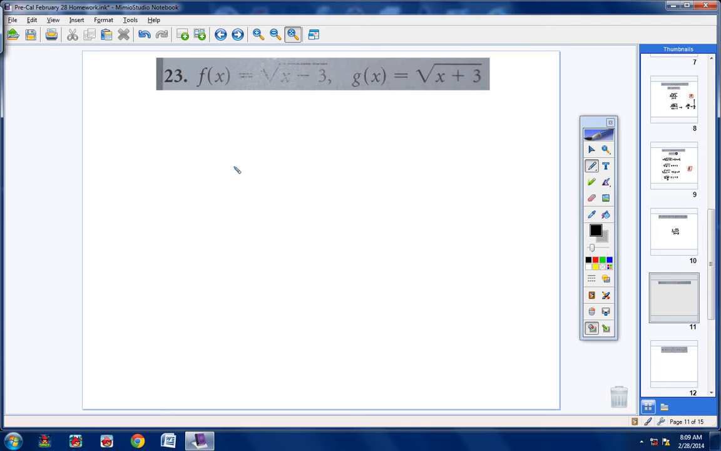Number 23. First of all, they want us to add these two together. Okay, now hopefully you remember your square root properties. You have the square root of x minus 3 plus the square root of x plus 3. Now you cannot add those. Let me explain why. If you have the square root of 2 plus the square root of 2, even though you can't see it, there's a 1 on the outside, you would add your outside numbers, which is 2, and you would leave the radical alone.